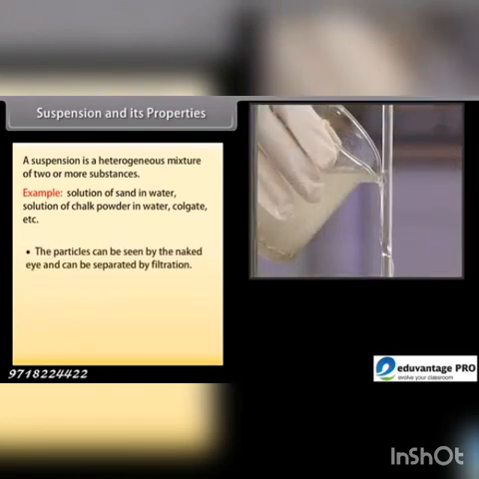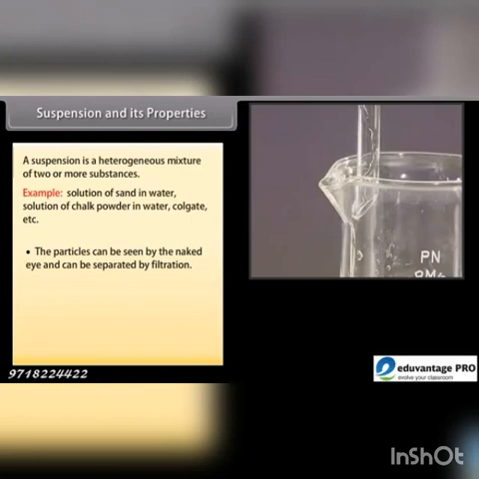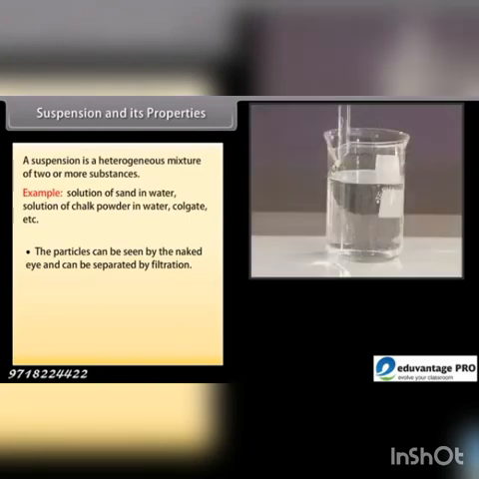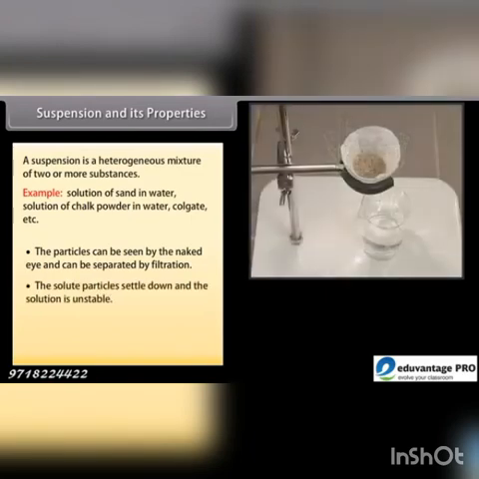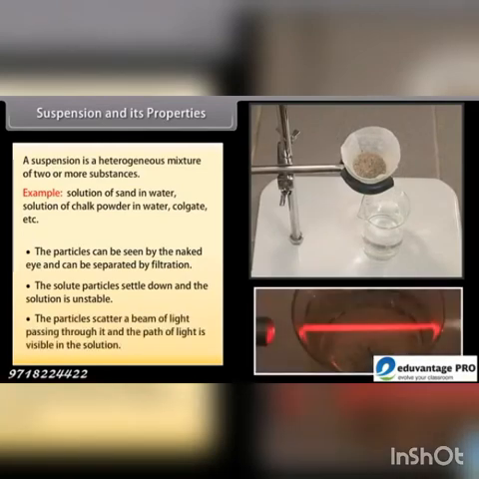The particles can be seen by the naked eye and can be separated by filtration. The solute particles settle down and the solution is unstable. The particles scatter a beam of light passing through it and the path of light is visible in the solution.